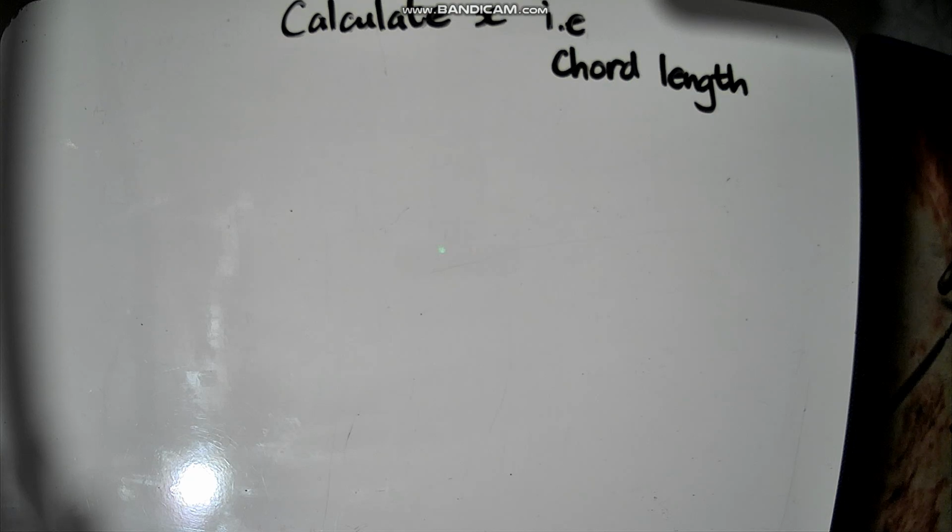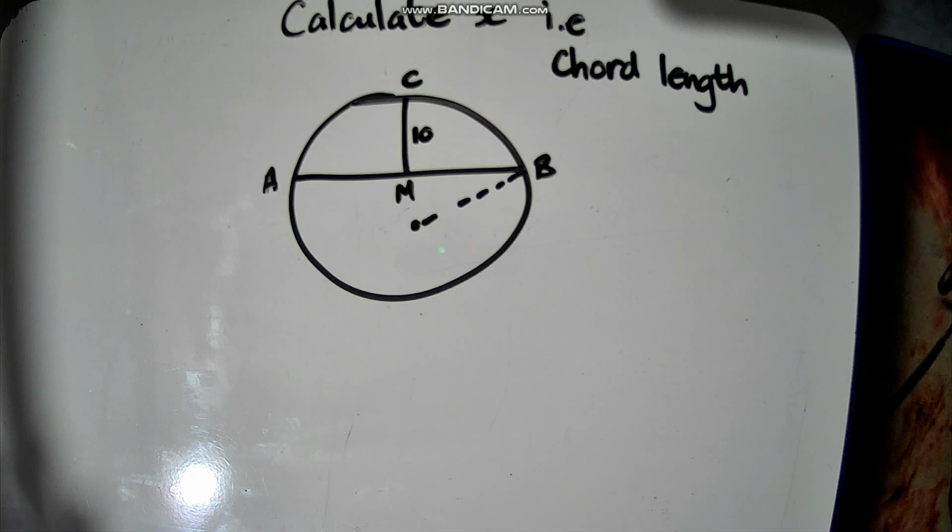In this video, we are calculating x, that is the chord length, and the chord is in a circle. Let's say it is 10 millimeters. MC is 10 millimeters. The question is saying calculate the chord. So what will be the chord here? The chord will be between points A and B.